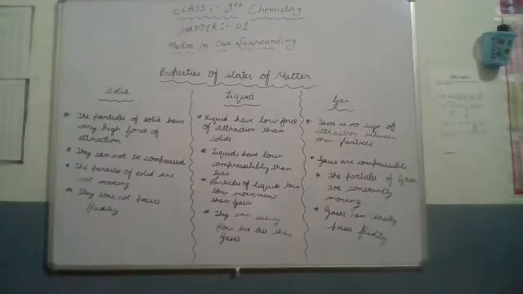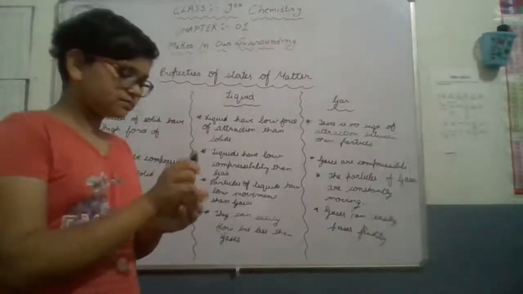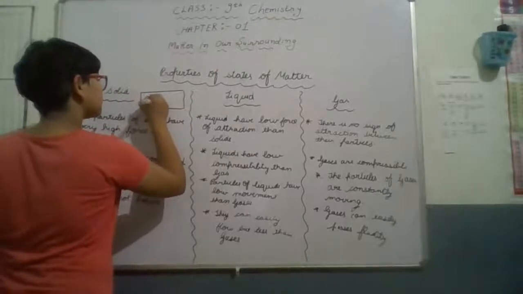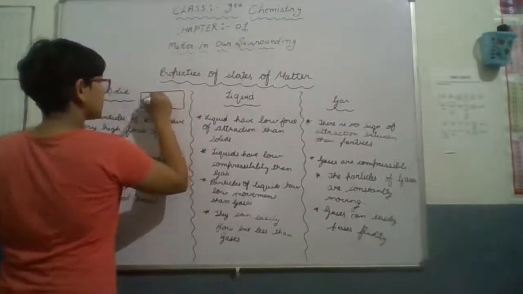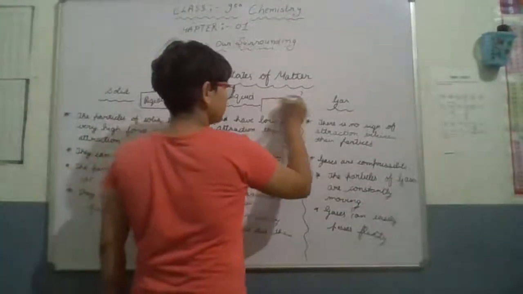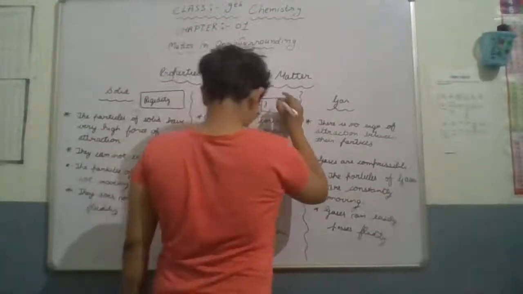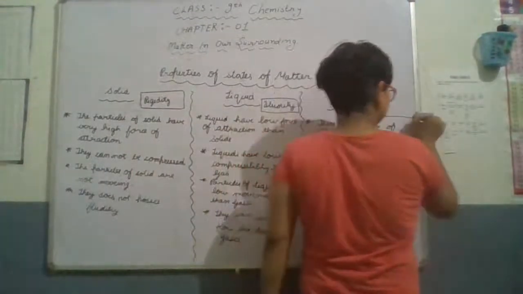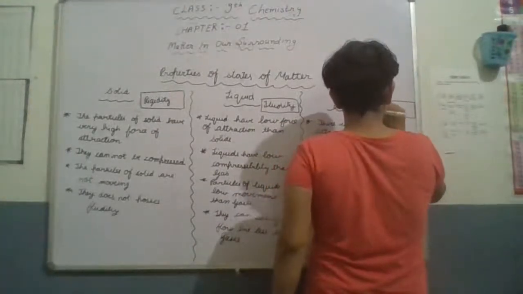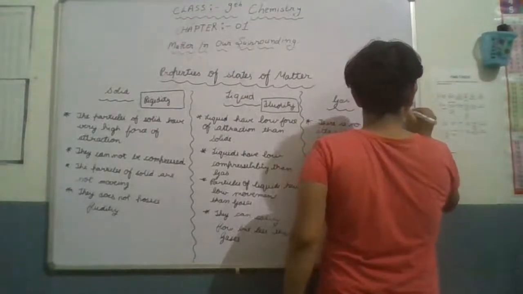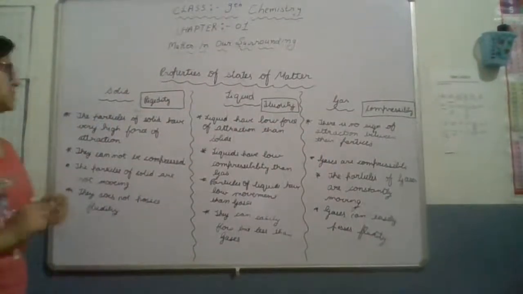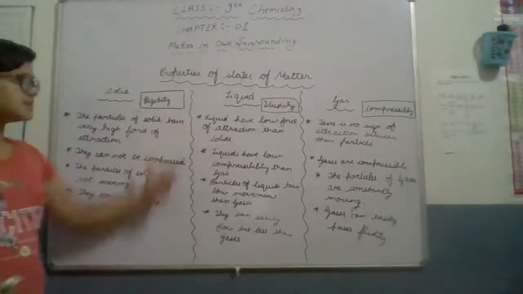Now, a new thing which comes up here is that solids possess rigidity, liquids possess fluidity, and gases possess compressibility. These are the main three properties of solid, liquid, and gases. You must remember these properties.